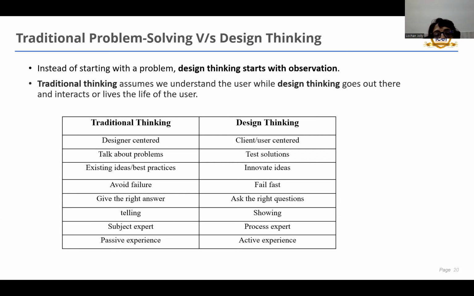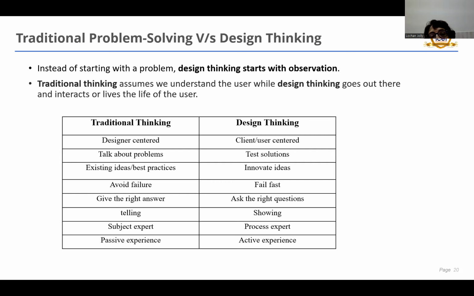Traditional thinking is about avoiding failure, and as I told you yesterday, the reason we have a prototype step is to help you fail fast, to understand whether the ideas or solutions that you have designed are able to solve the problem or not. The traditional way gives you one answer, the one right answer only. Design thinking asks the right questions. That is, a problem could have multiple solutions, and it finds out what could be the right of those solutions, what could be the right approach.